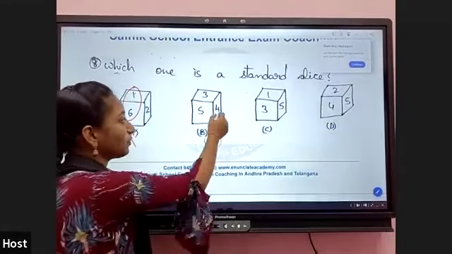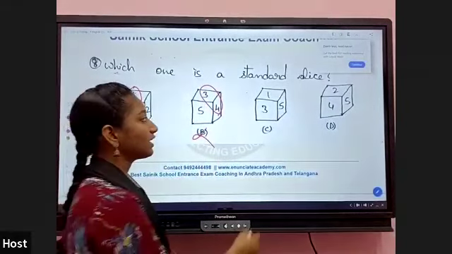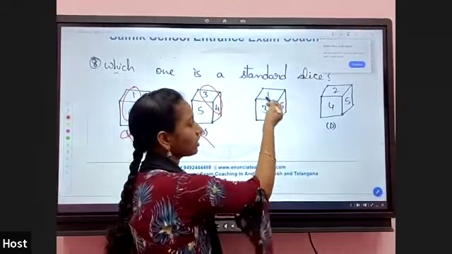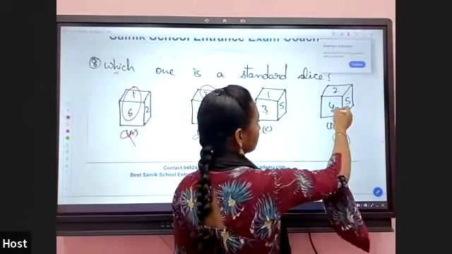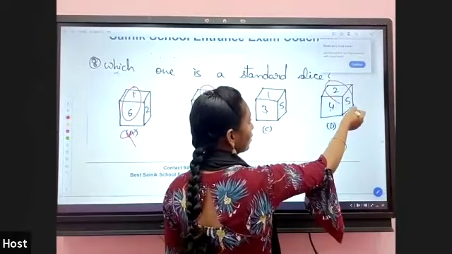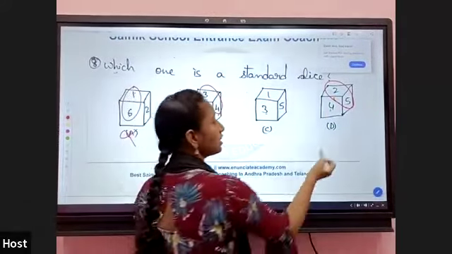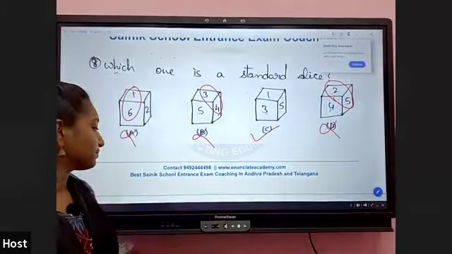4 plus 3. It should also be opposite, but they are adjacent. That is also wrong. Here 3 plus 4, so 4 is not there. 5 plus 2, 2 is not there. 1 plus 6, 6 is also not there. Next, 4 plus 3, not there. 2 plus 5. So these numbers should not be adjacent; they should be opposite in the standard dice. So this is also wrong. The correct answer is option C.